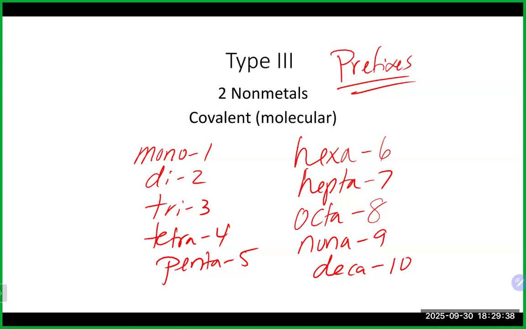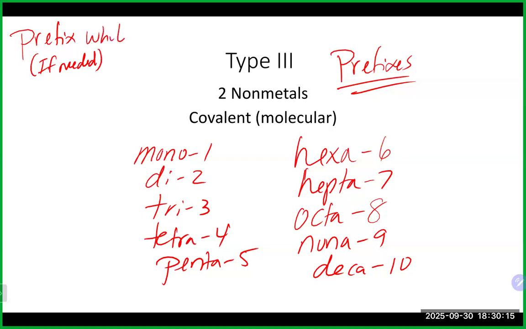The really good news about type 3 is it's the easiest one to name, but it is also the one people screw up the most because they want to do all kinds of weird things with it. So the deal here is we're covalently bonding, we're sharing electrons, we don't have ions. So we don't have to worry about figuring out the charge or anything like that. Frankly, all you have to do in this case is pick the right prefix for how many of each of those elements you have.